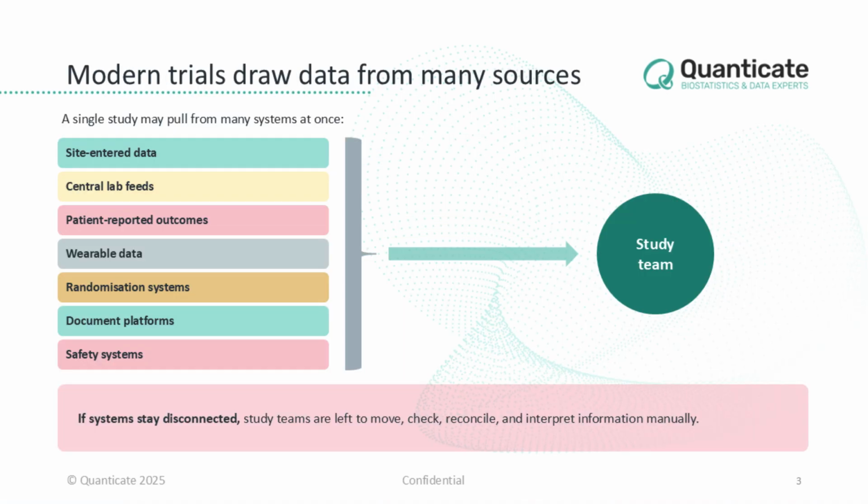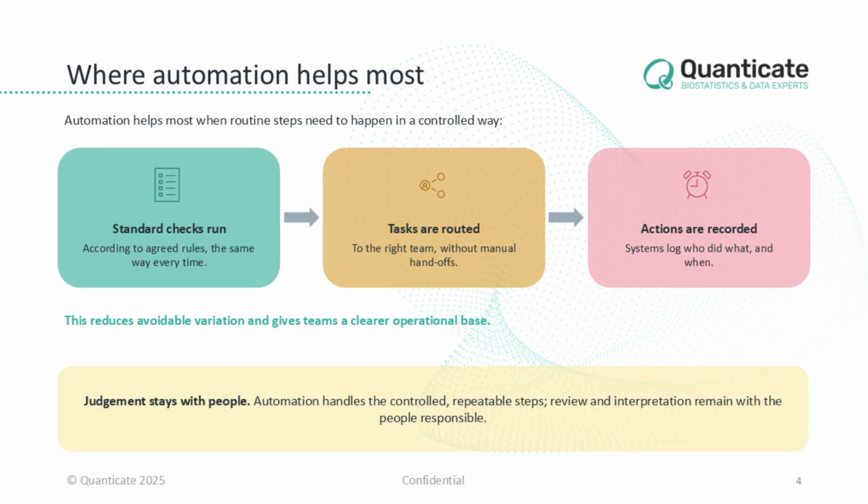Modern trials often draw data from many sources: site-entered data, central lab feeds, patient-reported outcomes, wearable data, and more may all be involved. If those systems stay disconnected, study teams are left to move, check, reconcile, and interpret information manually. Automation helps most when routine steps need to happen in a controlled way.